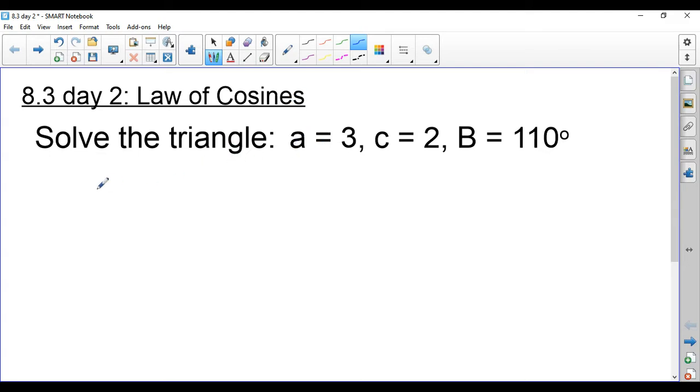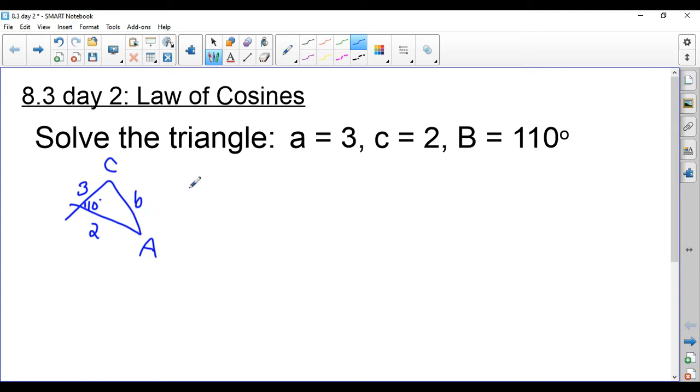So in this case, we're given that a is 3. I'm just going to draw a random triangle. A is 3, which means angle A is opposite the 3. C is 2, so angle C is opposite the 2. And B is 110 degrees, which means that this side is side B. This is a problem that we could not use law of sines on, because it would say sine of 110 over b equals sine of A over 3 equals sine of C over 2. There would be a variable in every one of those fractions.